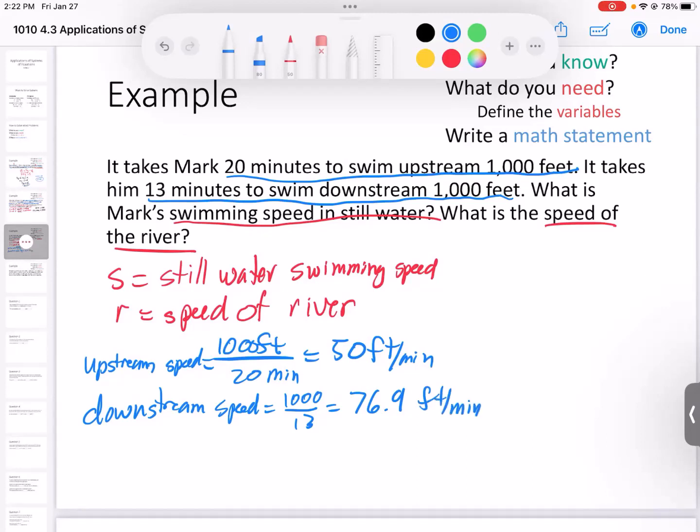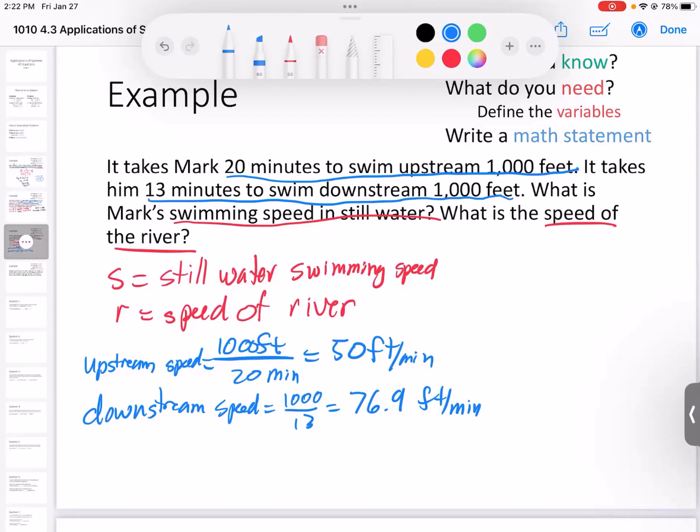So if we look at this, it makes sense that his upstream speed is going to be a smaller number than his downstream speed. Because let's say the river is flowing this way. If he's swimming against the current, obviously he's going to be swimming slower than if he's swimming with the current, because the river would be pushing him down the river when he's going downstream. But if he's swimming upstream, it's working against him, right? Does that part make sense? Like why these numbers are different?